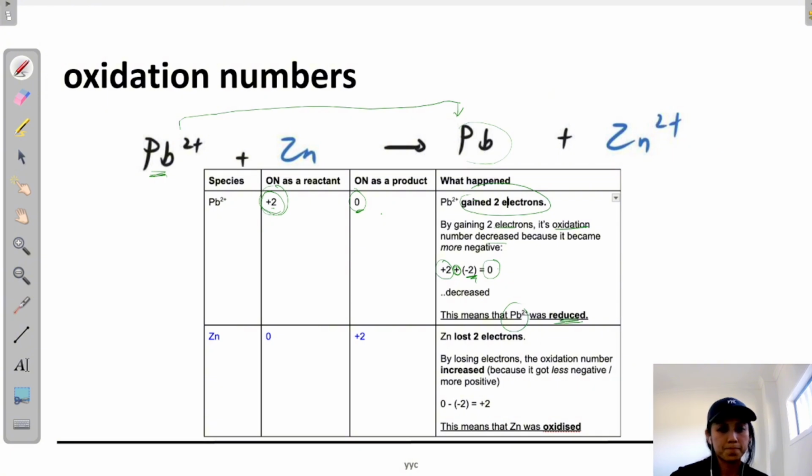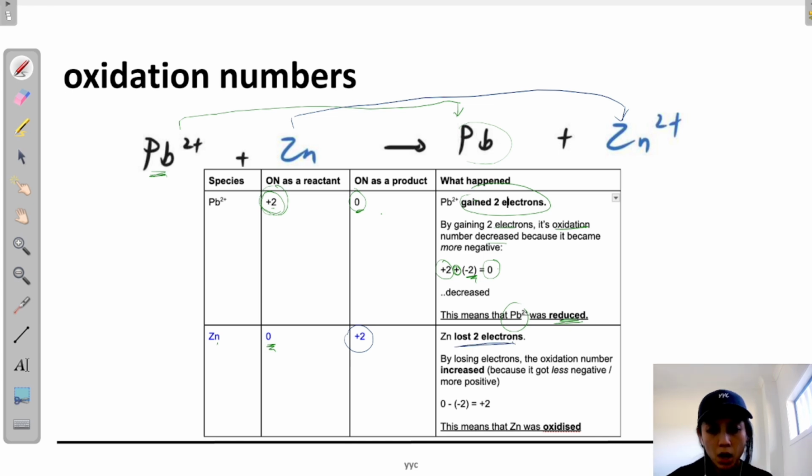Let's look on the flip side. Zinc starts off just by itself as an element. So you can see here it has an oxidation number of 0. But from Zn, it goes to Zn2+. So now it's gone to a +2 charge. Now, your number has increased. So what do we think has happened? Zinc has actually had to have lost 2 electrons.